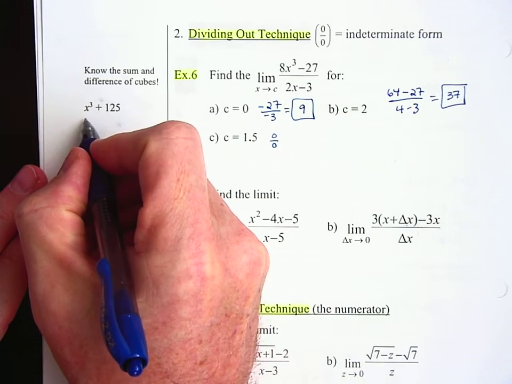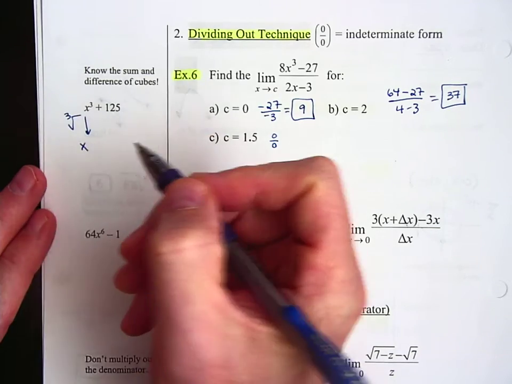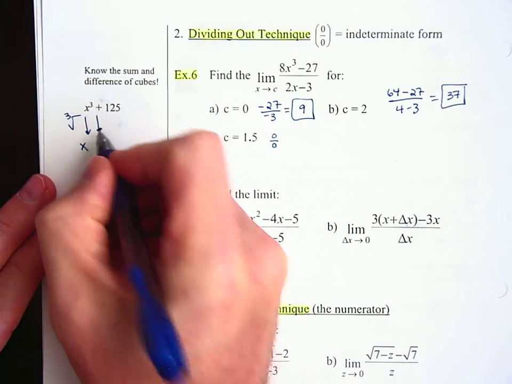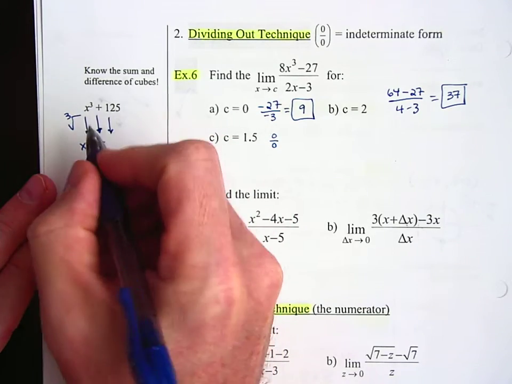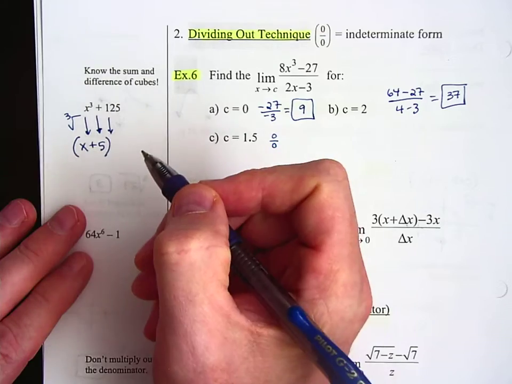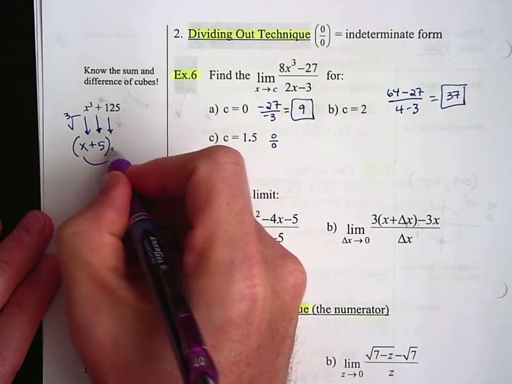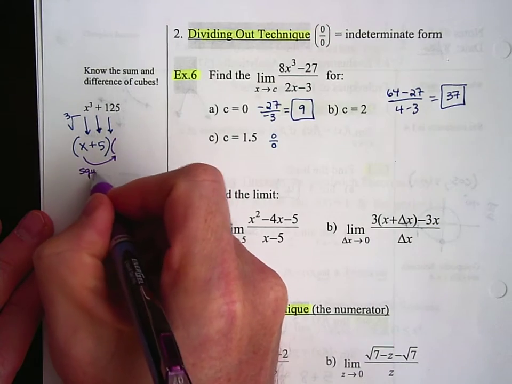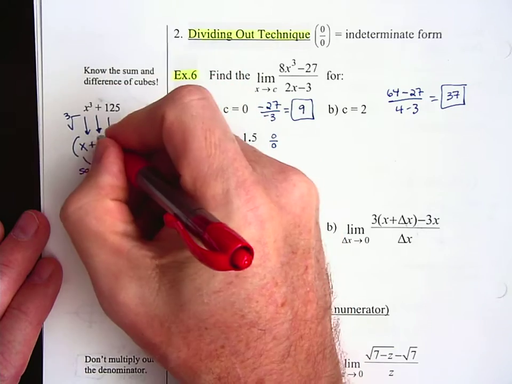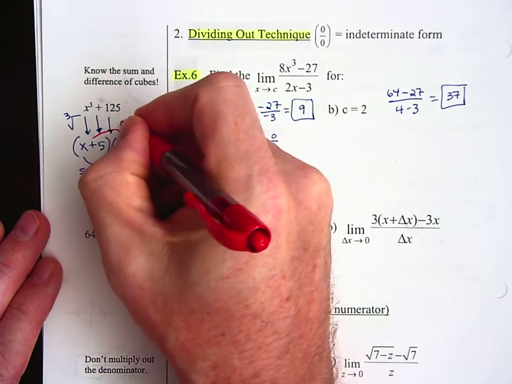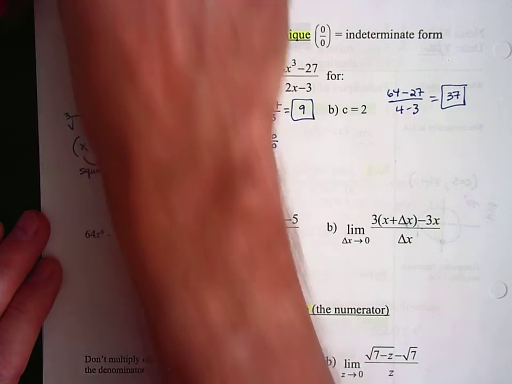So the pattern is you take the cube root, and so that's going to be x, and you take the same sign, plus, and you take the cube root of that also, so that's going to be 5. So that's going to be x plus 5. Then you're going to square this. So if you square that, you're going to get x squared. Then you're going to take the opposite sign. So that was plus, so this is going to be minus.